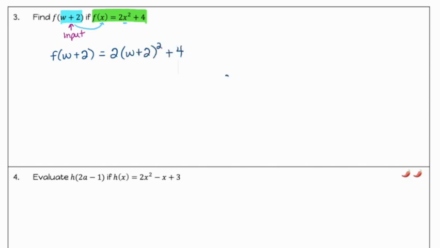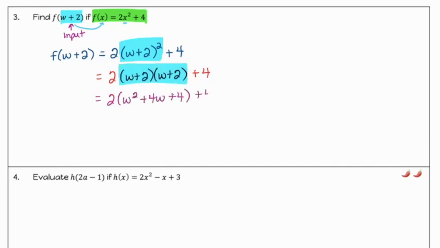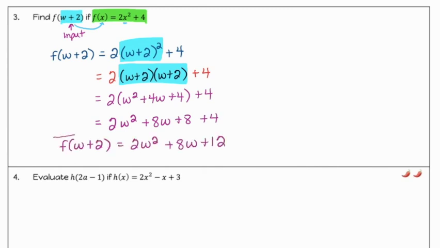And at this point, it's just a matter of evaluating, distributing, and so forth. So I'm going to start with this distribution here, then distribute the 2. Make sure you follow order of operations, right? Exponents first. I am going to distribute the 2 and then start doing my combining like terms. And what we end up getting is f of w plus 2, 2w squared plus 8w plus 12.